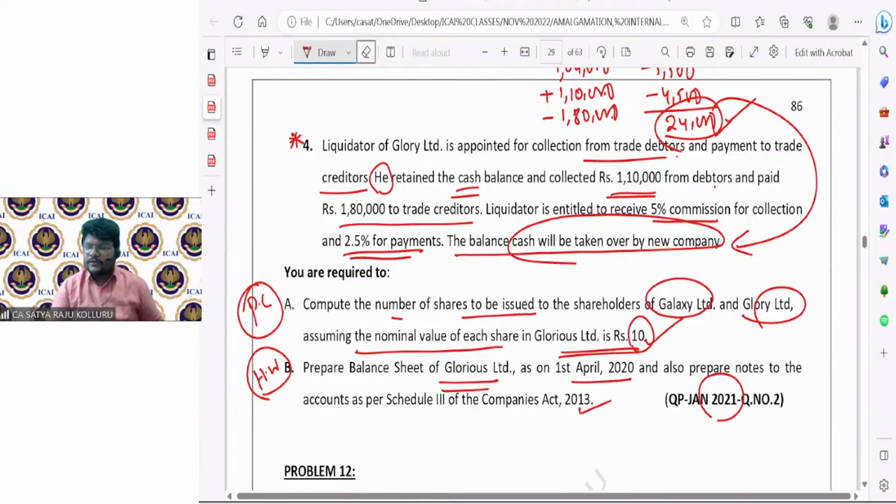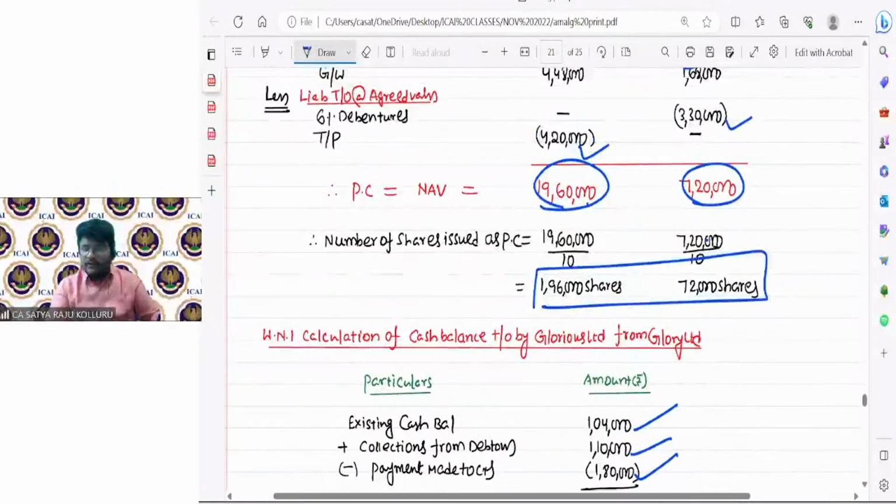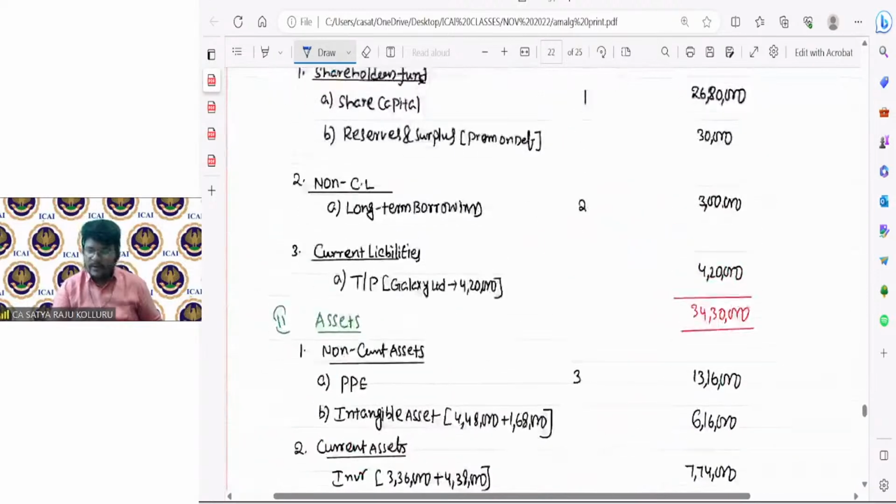How many shares are issued as PC? If you multiply with 10, that is nothing but the share capital. If you check here, you can make it total 19 lakh 60 plus 7 lakh 20. How much are you getting? I'm getting 16 lakh 80,000. That will be the PC. That will be the share capital.